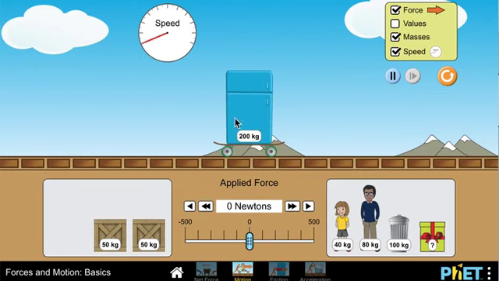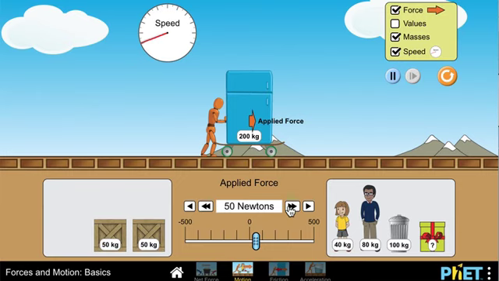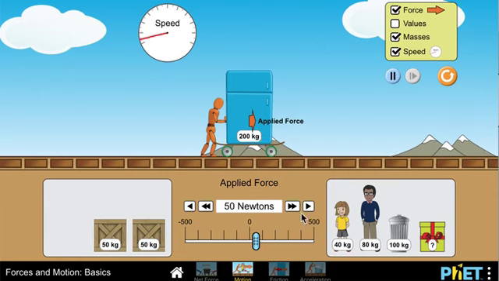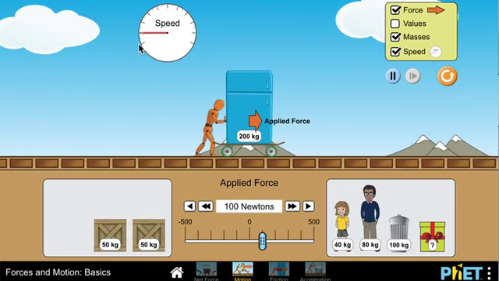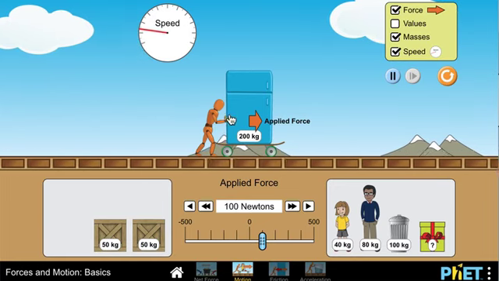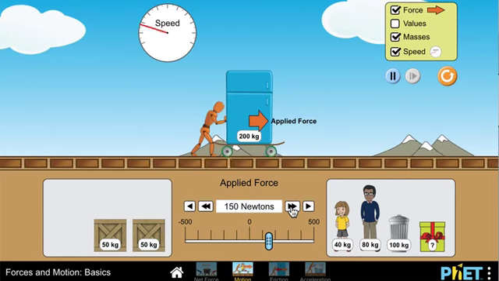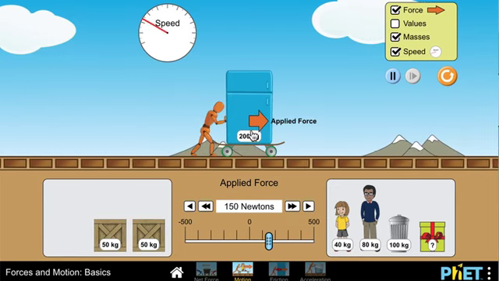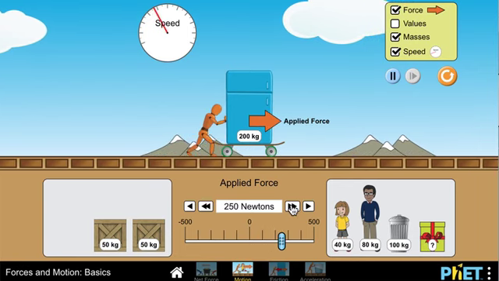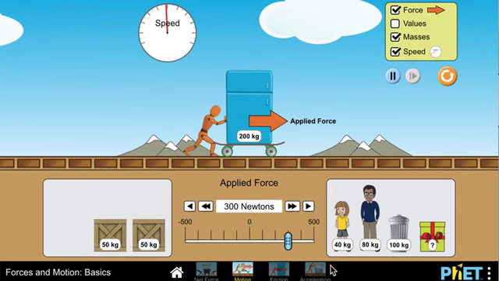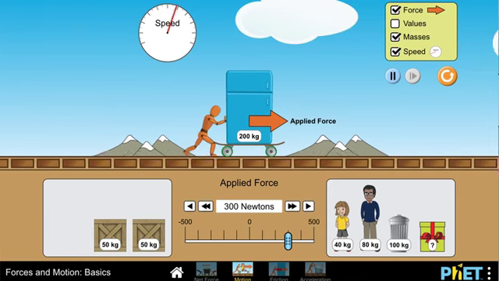So let's see what happens if I keep the mass the same this time and I change the force. So let's increase the force. The mass is going to stay at 200 kilograms. You can see it's speeding up a little bit. Let's increase the force again. What's going to happen to the acceleration? Right, so by increasing the force, you can see that the speed is going up quicker, so the acceleration is increasing. If I increase the force again, the speed is going up quicker again, so the acceleration is going up quicker. Every time I increase the force, the acceleration increases. Okay, so that's that one.